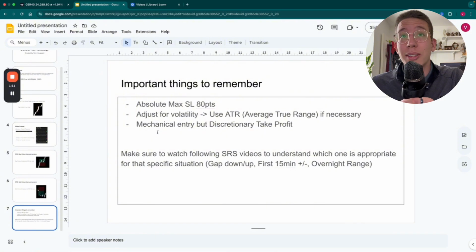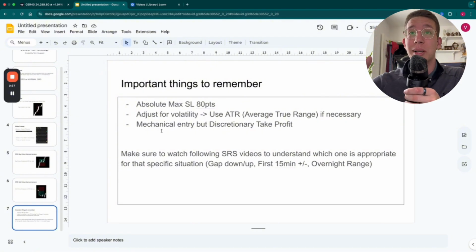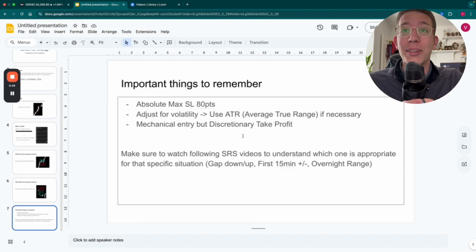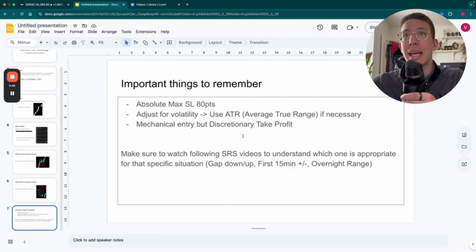It's got a mechanical entry set up, but you should trade it discretionally as a take profit. So set up, buy the high, sell the low, mechanical, but the take profit should be your discretion. If you've traded it long enough, you know how to spot big moves and how to spot range-bound markets, so take profit accordingly. There's a lot of good runners you can have, like 1-to-7s on the DAX. So it's important the take profit isn't mechanical.